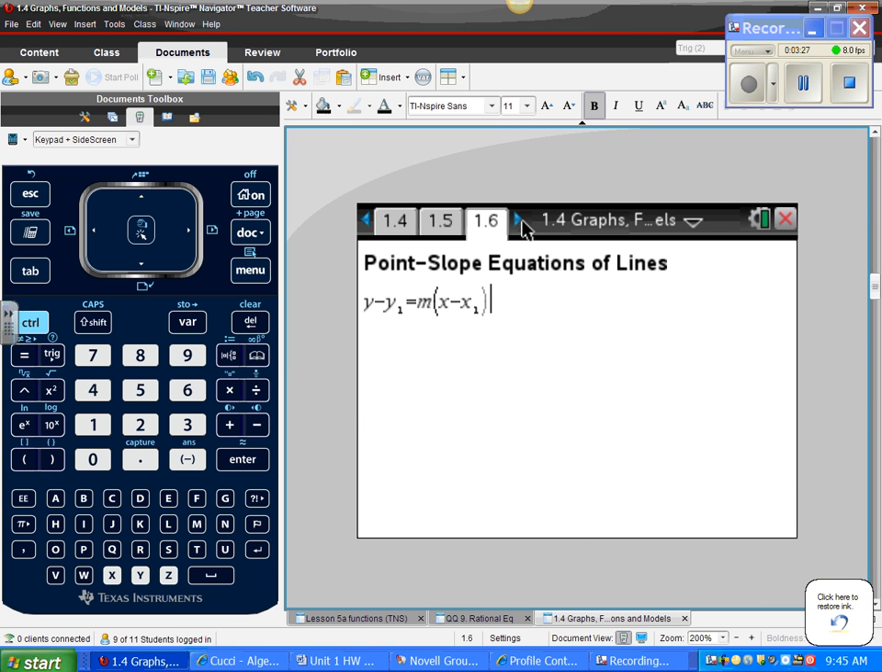So there's that point-slope equation, right? I must have put them on the wrong pages here. y minus y1 equals m times x minus x1. You've used this before. You know how it works, so we're just going to practice it a little bit.